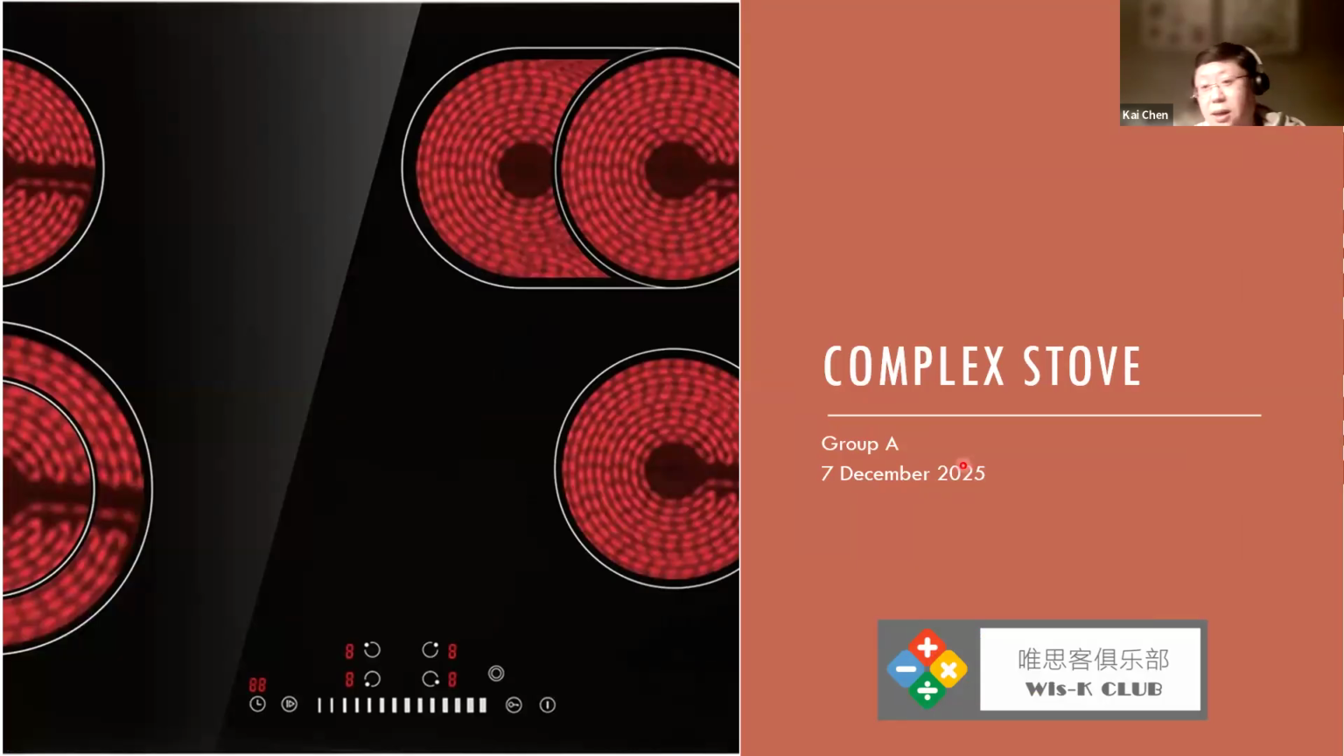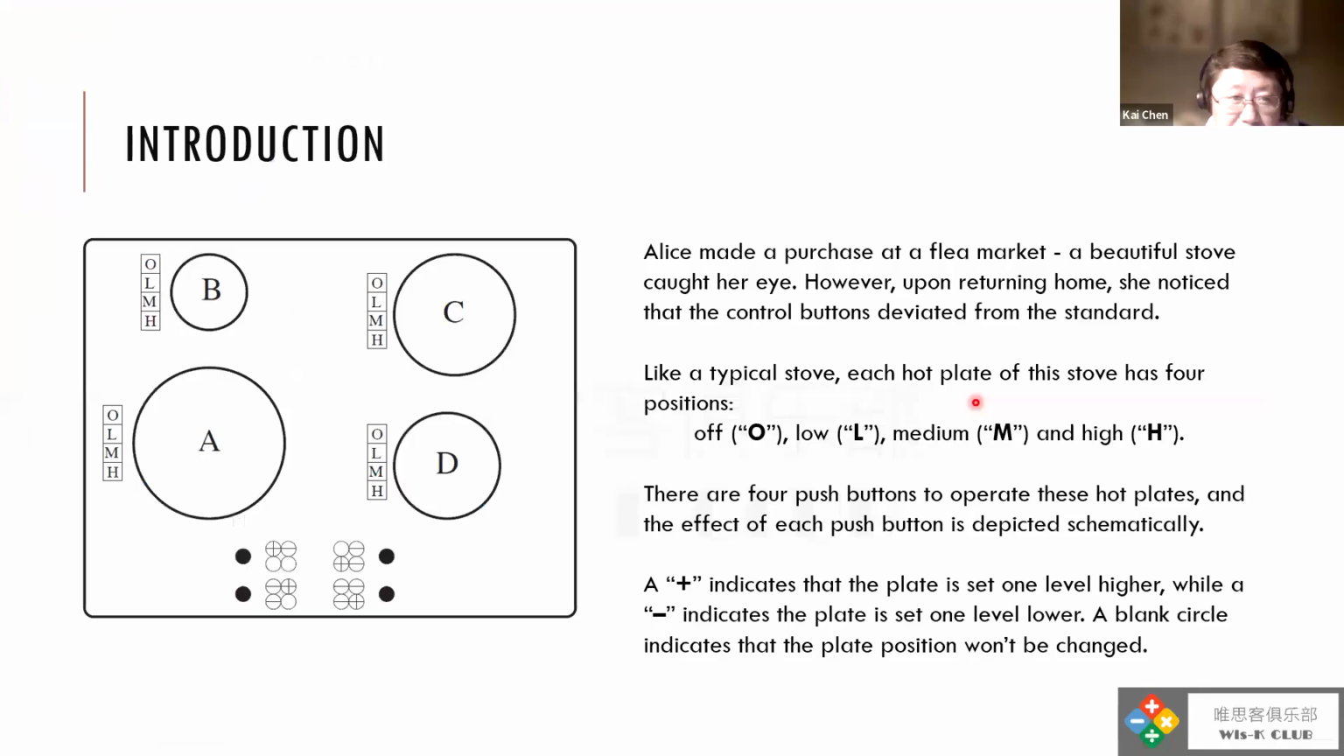So that is the first time we have a project. What is the project here? We call it a complex stove. The background is about a stove. Of course, every family has a stove. For instance, here we have 4 heating plates or 4 ovens, and the plates can have different sizes, for the big pots or smaller pots.